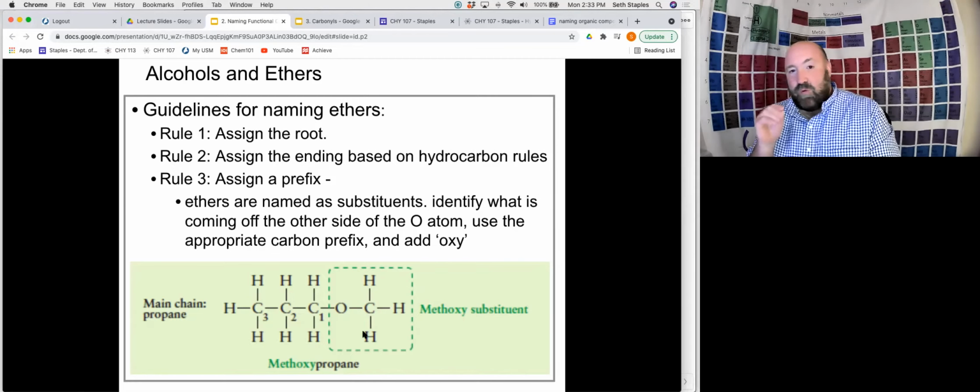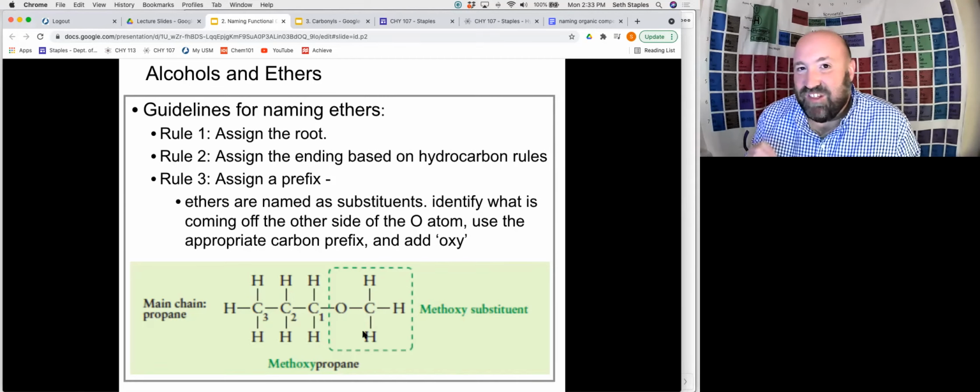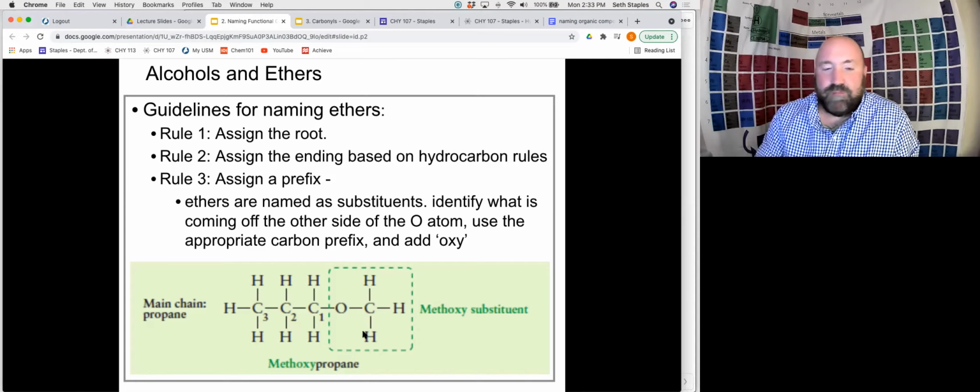Now the numbering, when we're numbering our main chain, does get a little bit different from our hydrocarbon rules. We number the main chain as coming off of the oxygen. So no matter what. So again, that's why I called this, if there were a double bond here, that would be 2 propene, because that's how we would number it coming off of that oxygen.